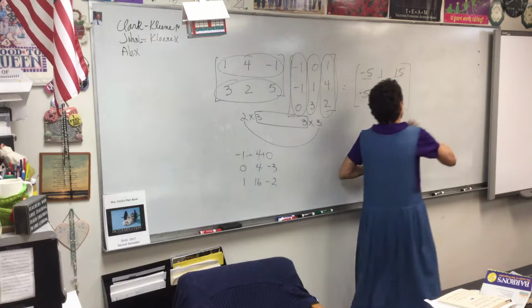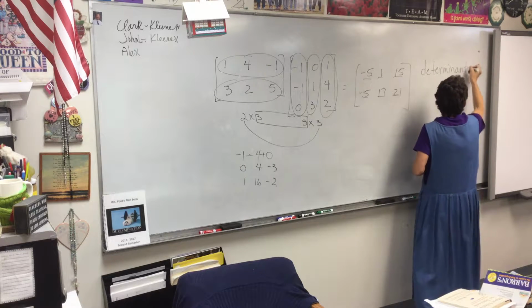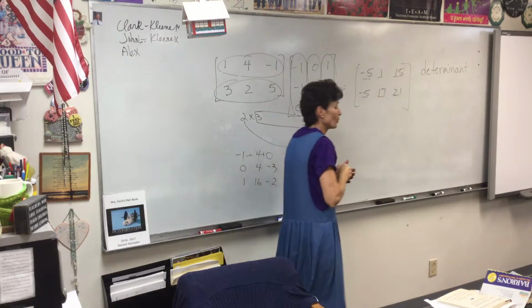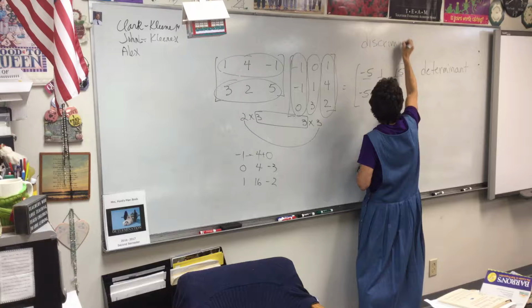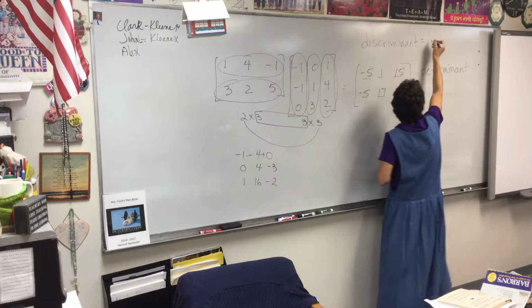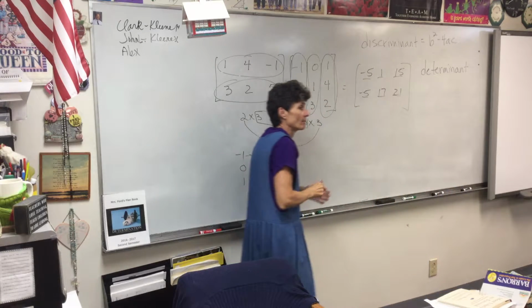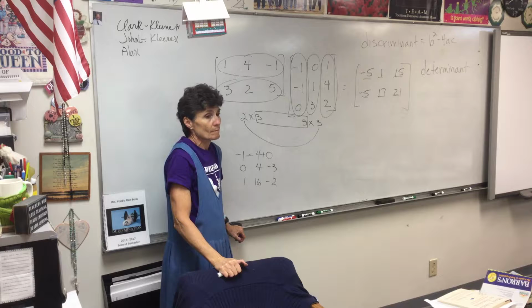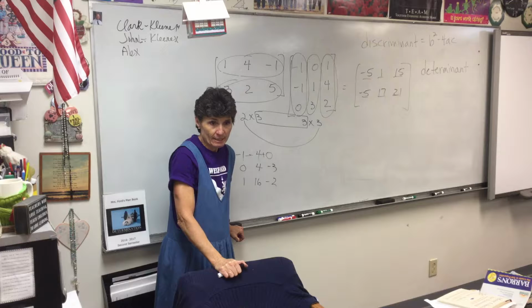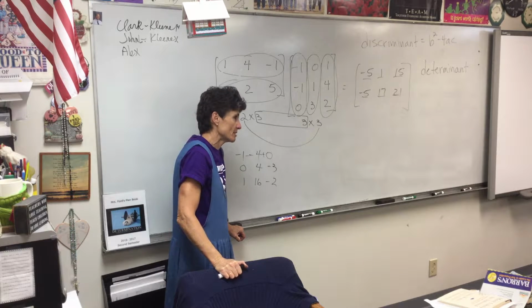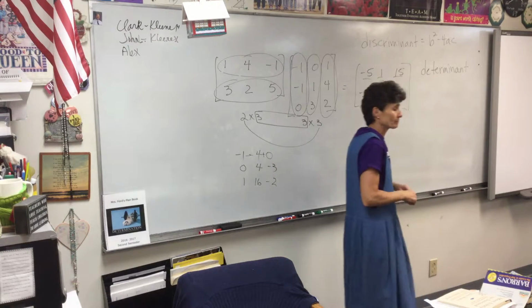One of them is called the determinant. Do not get the word determinant confused with the word discriminant. The discriminant is b squared minus 4ac, and that is associated with a quadratic equation. It doesn't have anything to do with matrices. We are going to talk about the determinant.